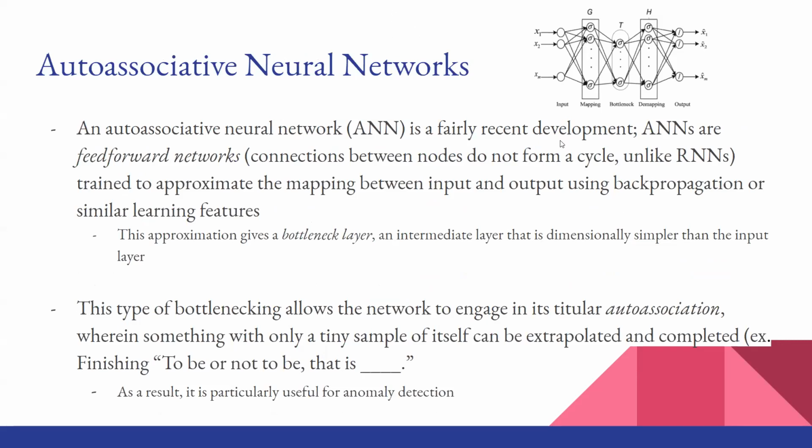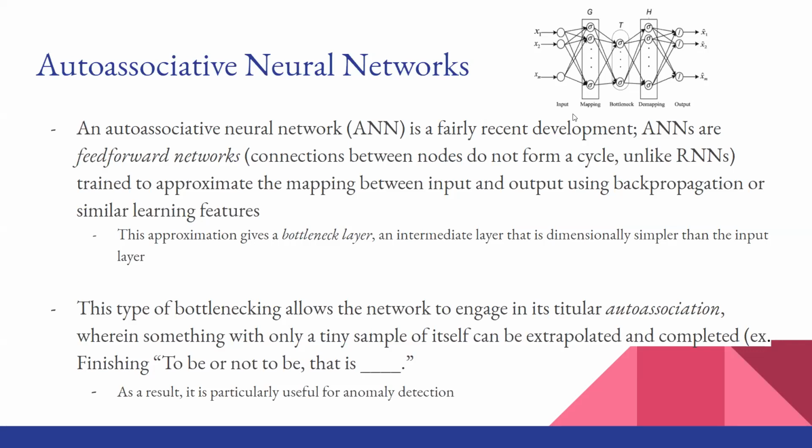The approximation gives a bottleneck layer, an intermediate layer that is dimensionally simpler than the input layer. This type of bottlenecking allows the network to engage in titular auto-association, wherein something with only a tiny sample of itself can be extrapolated and completed. Take for example "to be or not to be, that is," which would tell it that it has to finish that line. As a result, it's particularly useful for anomaly detection.